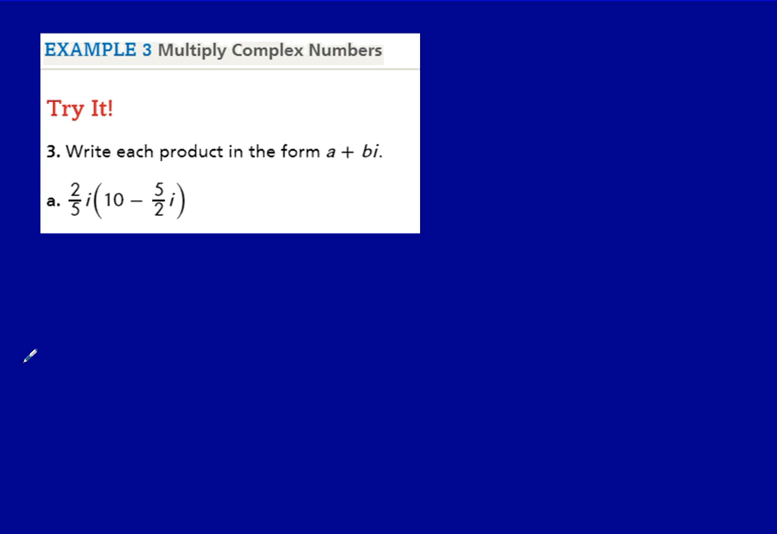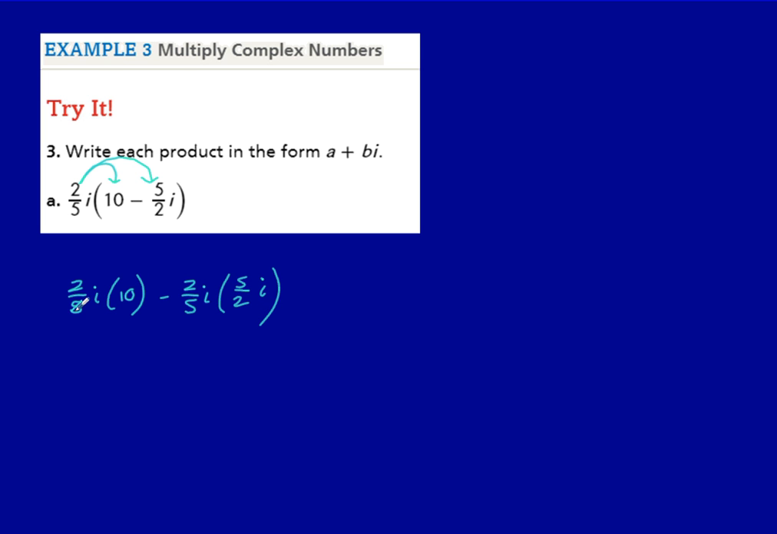Write each product in the form a plus bi. So now we're multiplying complex numbers. And remember, i is a number here, so we can just distribute this like it's a real number. It's not a real number, but we can distribute it like it is. So when I do this, I'm going to have 2/5 i times 10 minus 2/5 i times 5/2 i. That's just the distribution that I've done.